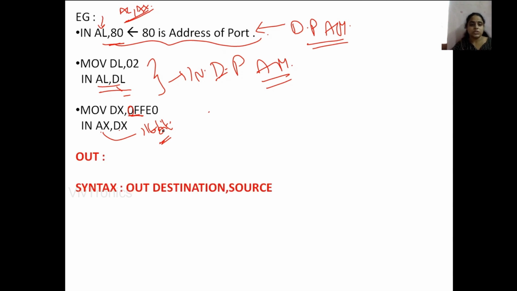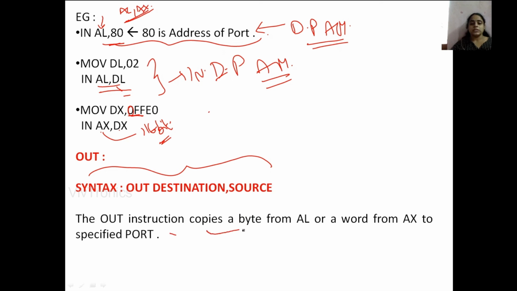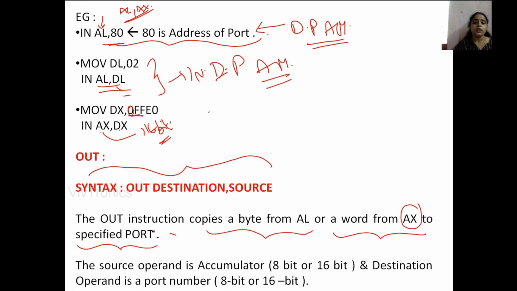Next is the OUT instruction. The syntax of OUT is also OUT destination, source. The OUT instruction copies a byte from AL or a word from AX to the specified port. OUT means it delivers to the port. IN means from port to 8086, and OUT means from 8086 to port. The source operand is always the accumulator, whether 8-bit or 16-bit, and the destination operand is the port number, whether 8-bit or 16-bit.